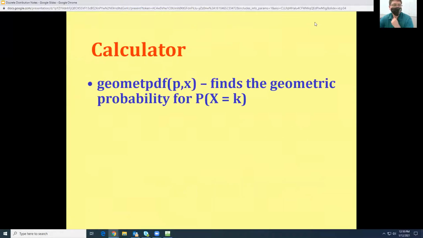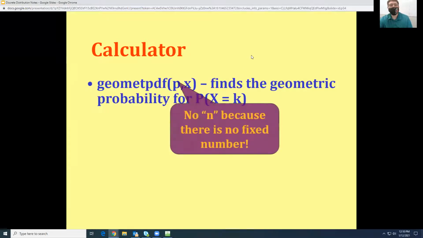All right, so for the calculator, there is a geometric function just like binomial. There's a PDF version and a CDF just like binomial. For geometric PDF, this means you're looking for a specific value of X. I want to know the likelihood it happens on the 4th try, or the 15th try, whatever, that specific event. So you would just use PDF, and your percentage goes first, and the number of tries that you want to test is your X value here. There's no N because, again, there are no fixed numbers.